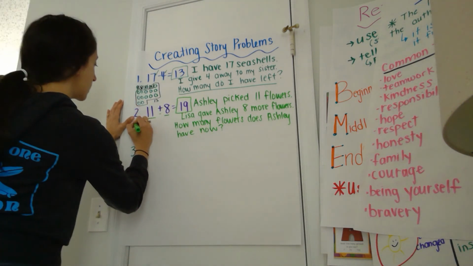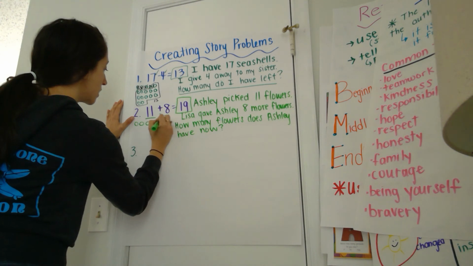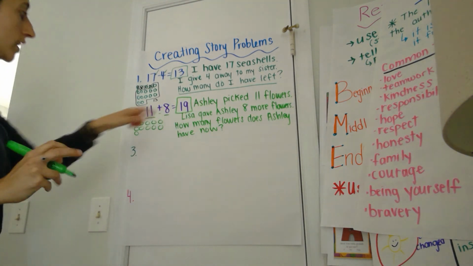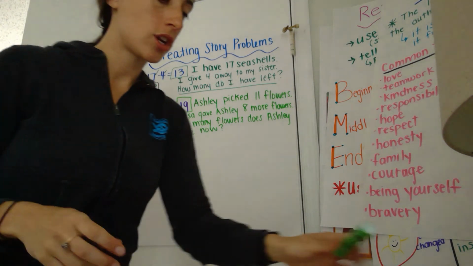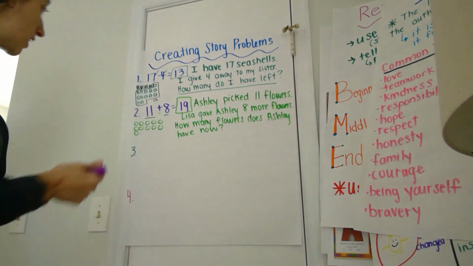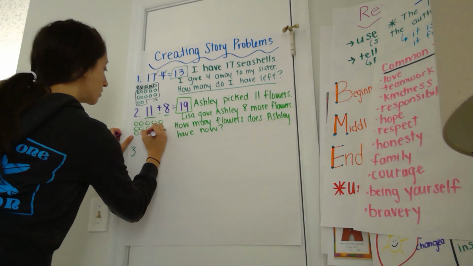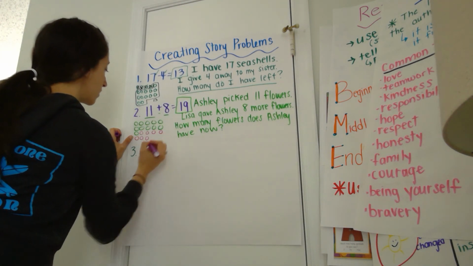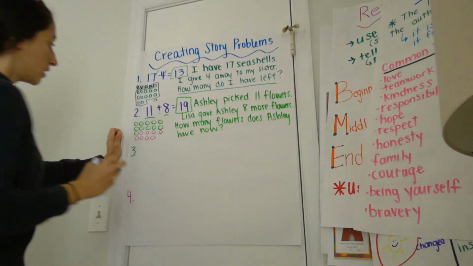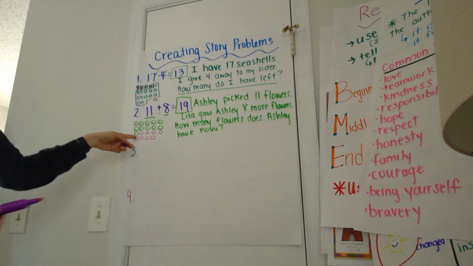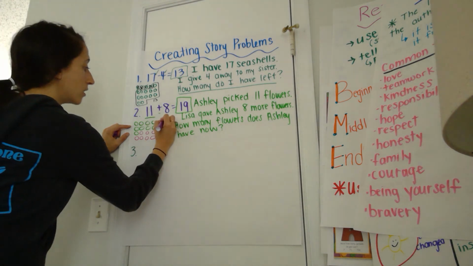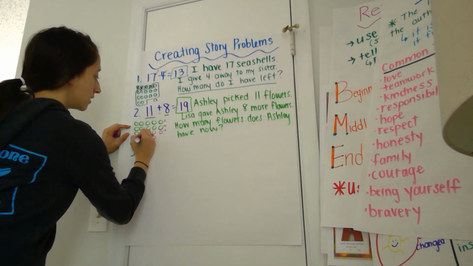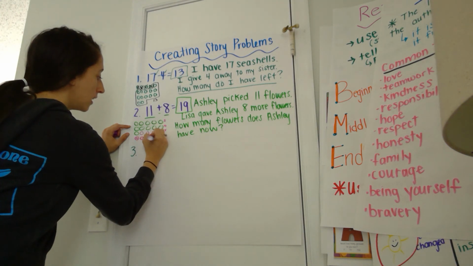So I'm going to draw the 11 she had. Here is 11 that she had. She gets 8 more. I'm going to pick a different color to show it. We're going to add 8 more. 1, 2, 3, 4, 5, 6, 7, and 8. All right. When we add all this up, it should be 19. So I know this is 5, 10, 15, 16, 17, 18, and 19.